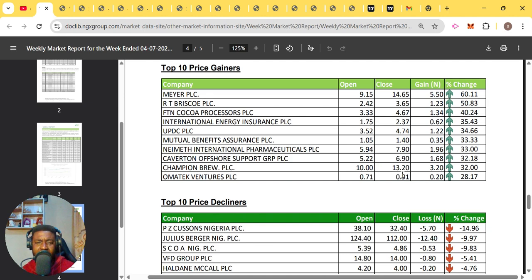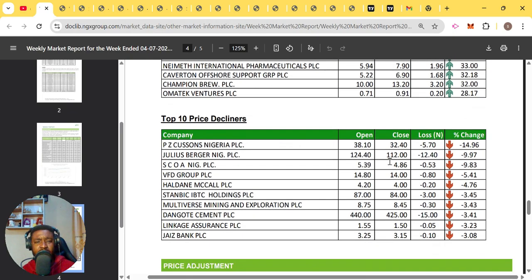So we also have Omatech shoot to 0.91. So very soon, having a discussion with one of our members, I said very soon we might not get penny stock again. So you can see Nemit was formerly a penny stock, is no longer a penny stock. Capital was formerly a penny stock, no longer a penny stock. And very soon, FTN Cocoa will shoot up. Elan Lakes was formerly a penny stock, which is no longer a penny stock anymore. So we're still watching and we're still observing.